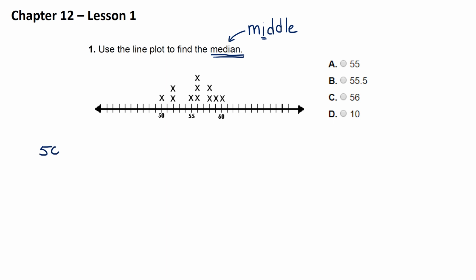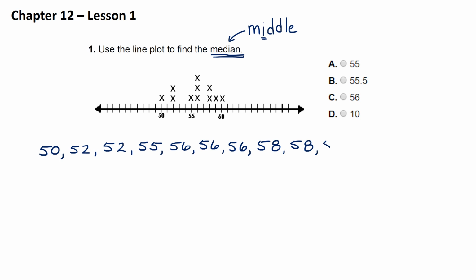We have a 50, then we have 52, 52, 55, 56, 56, 56, 58, 58, 59, and 60. We're going to double check by counting.